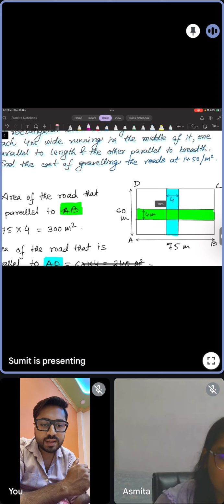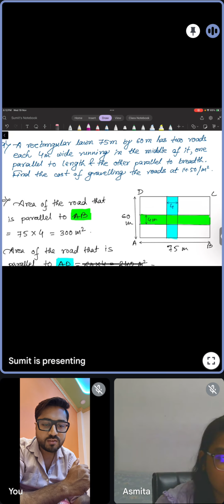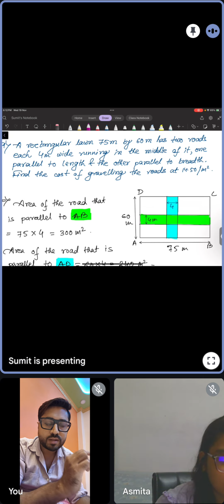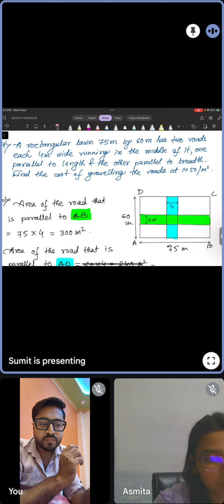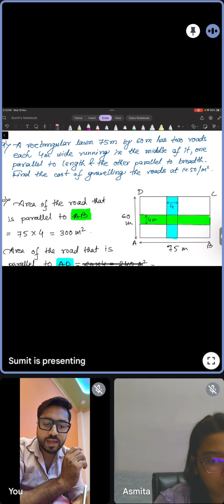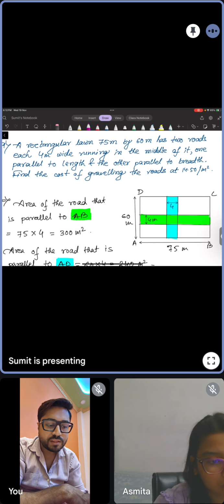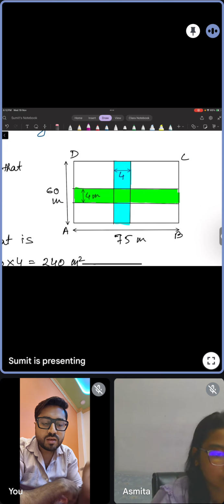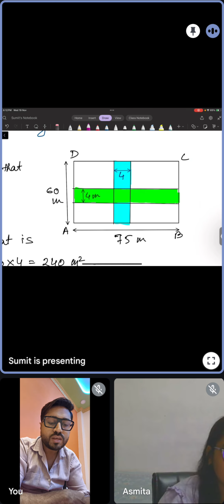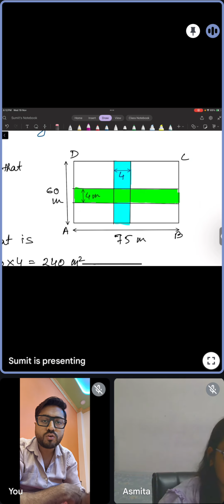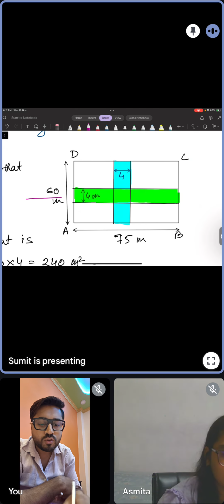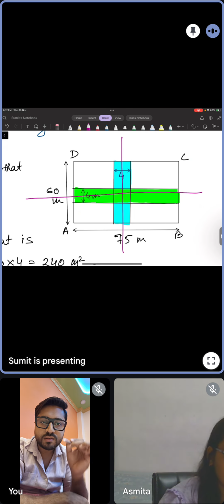Okay, and then they have said that it has two roads, each 4 meter wide. That means the thickness of the road will be 4 meter, where the roads will lie running in the middle of it. So from the middle of the rectangle, one parallel to the length and the other parallel to its breadth. So which one is the middle of the rectangle? If you want to draw the line of symmetry, the two lines of symmetry will be there like that.